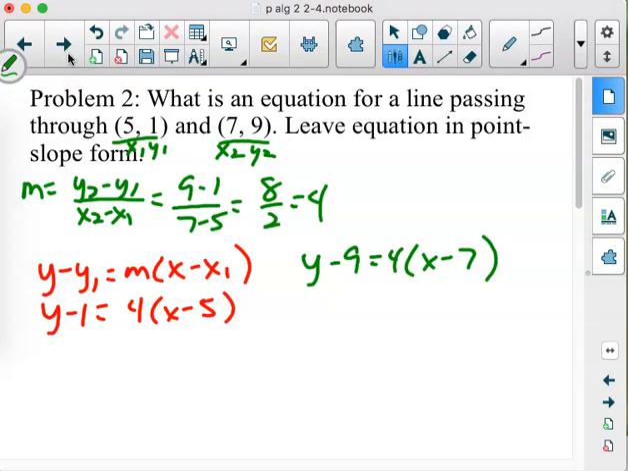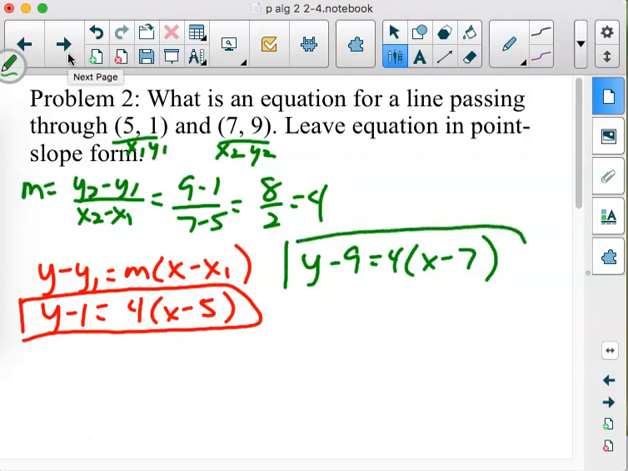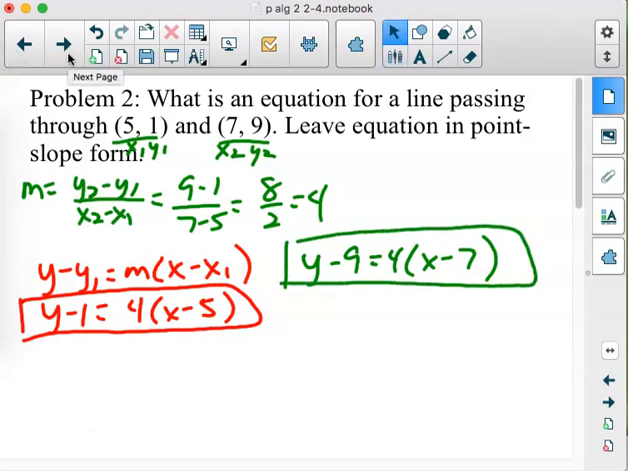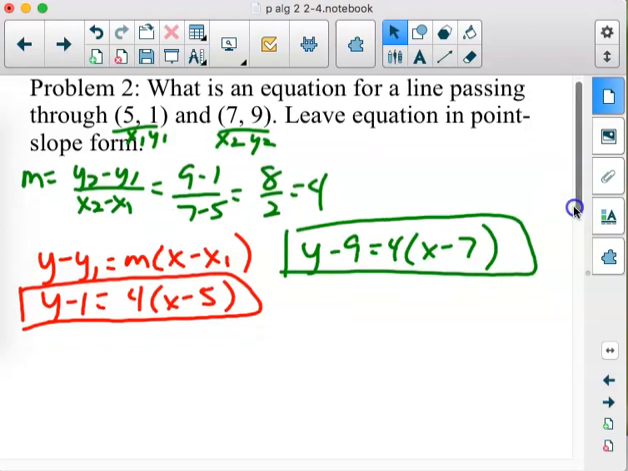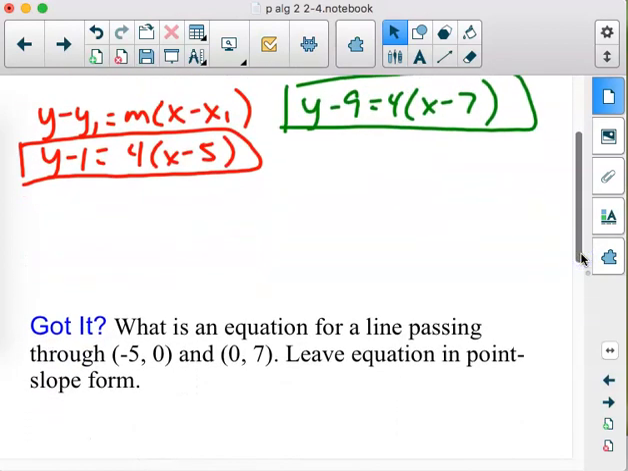Now, I want to show you that they are both correct. So, technically, this is our answer. It said, leave it in point-slope form. Either one of those, beautiful answer. But I'm going to show you what both of these look like in slope-intercept form.